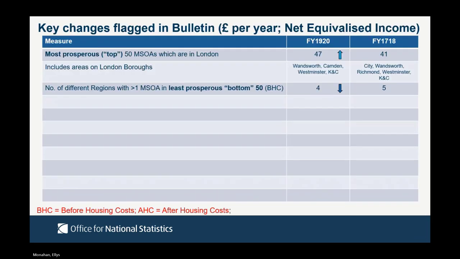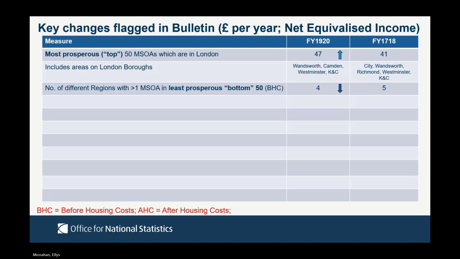Thank you. Right. And some of the main findings, to put them into context, what we found. This is still a few years old, but it's when it was last done. Compared to the previous time, out of the 50 MSOAs which have the highest net incomes, 47 of them are in London. That has actually gone up from the previous time, 41. Wandsworth, Camden, Kensington and Chelsea, Westminster. If you know London well, you can understand why.